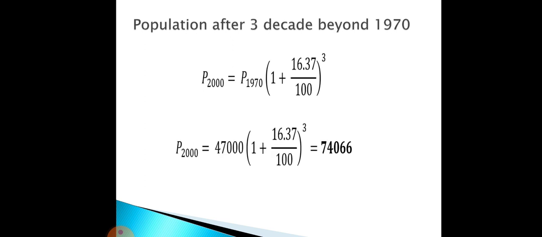Similarly for the second decade and the third decade. The population after 3 decades beyond 1970, that is in the year 2000, is equal to the present population, 47,000, into (1 plus R, which is the same, divided by 100) the whole raised to the number of decades, that is 3 decades. So you obtain the value as 74,066. I hope it is clear. So this is how we compute the population for future decades by using the geometrical average method. Thank you.